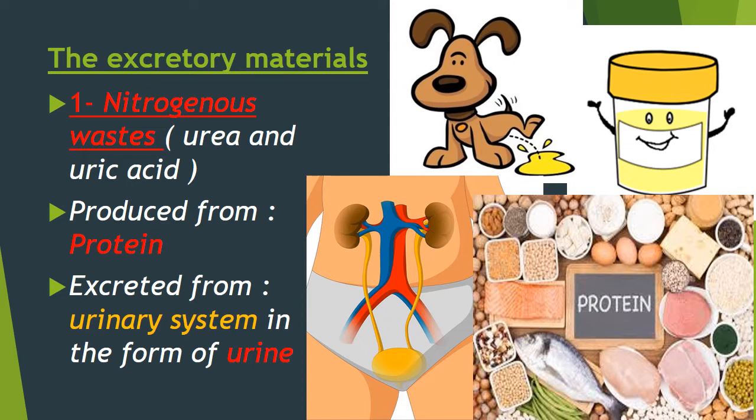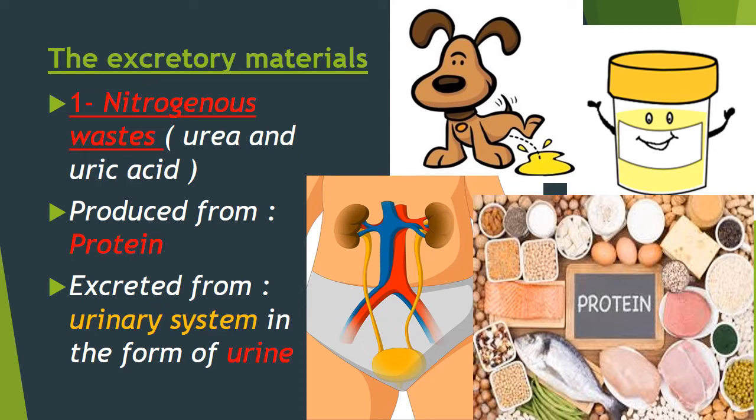Nitrogenous wastes, this word comes from nitrogen. What's meant by nitrogen? It's an element like oxygen, like carbon. That's why this waste is called nitrogenous wastes, okay? It has another name, urea and uric acid.